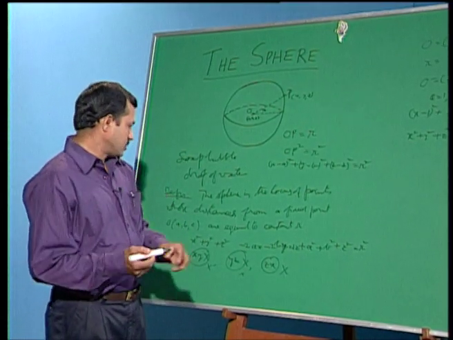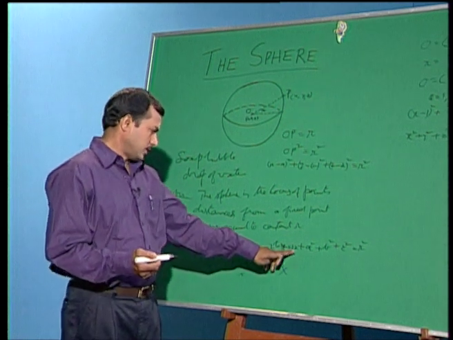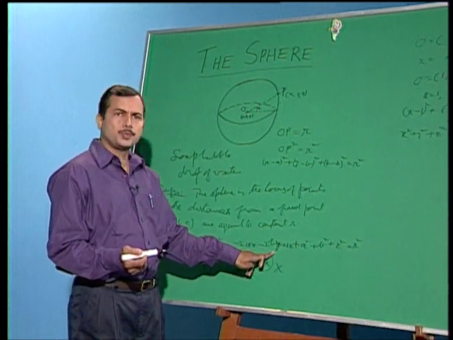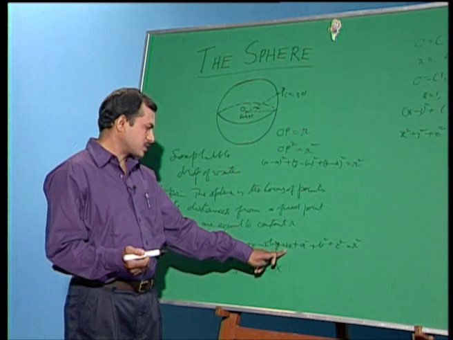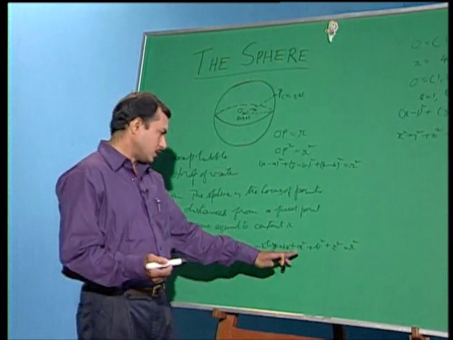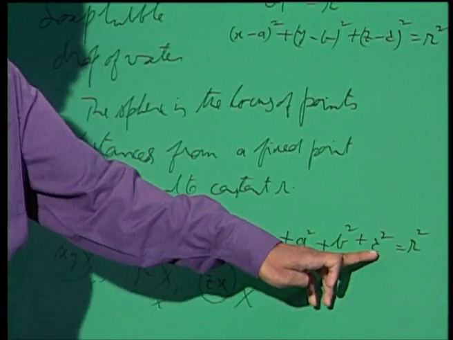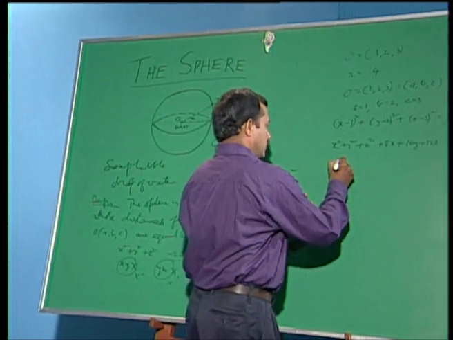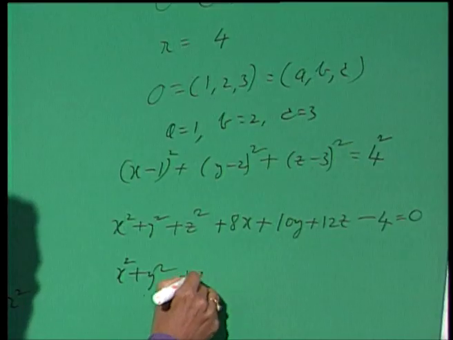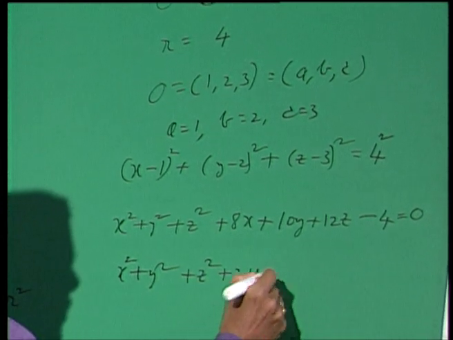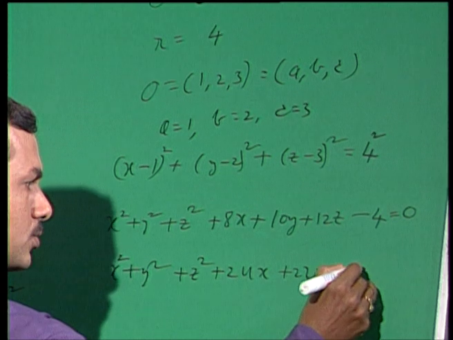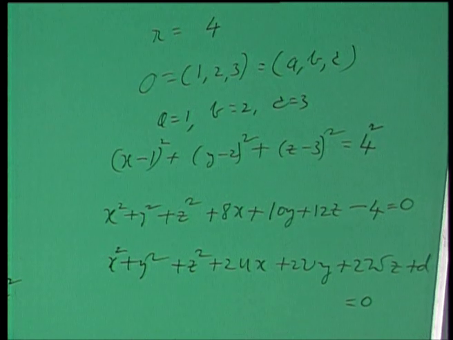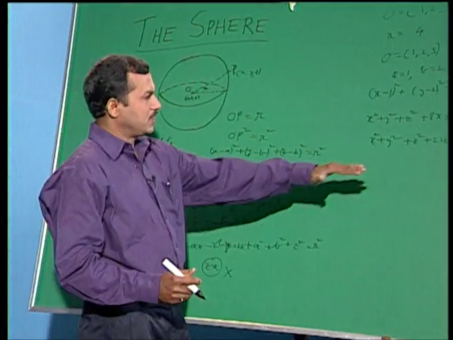Let us generalize the equation of a sphere. Here for minus 2a let us take 2u, for minus 2b let us take 2v, and for minus 2c let us take 2w, and for the constant a square plus b square plus c square minus r square let us take d. Then we have this form: x square plus y square plus z square plus 2ux plus 2vy plus 2wz plus d is equal to 0. This equation can be put in this general form.